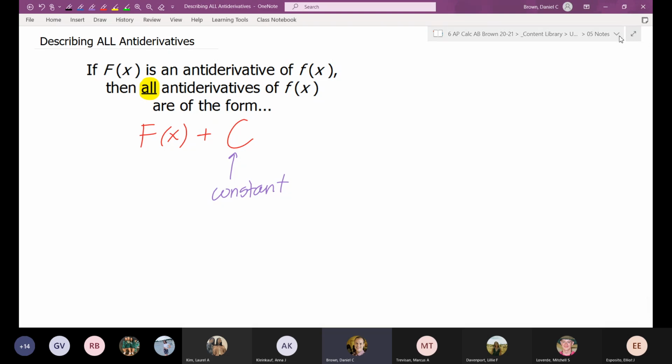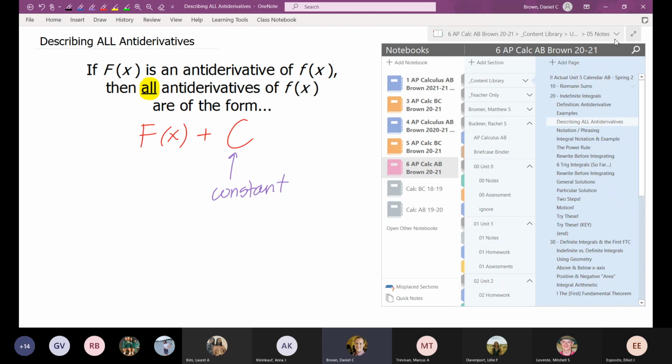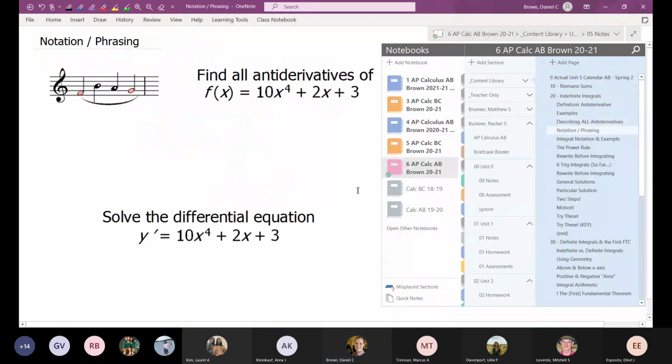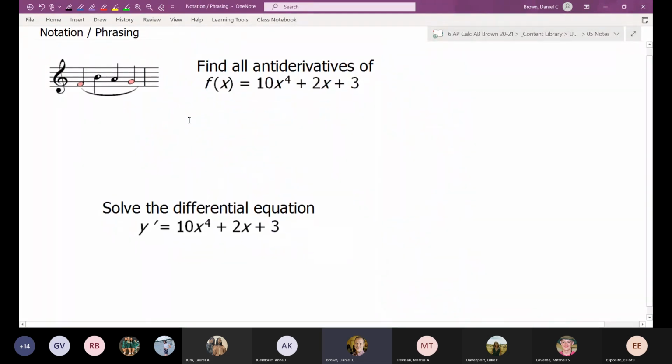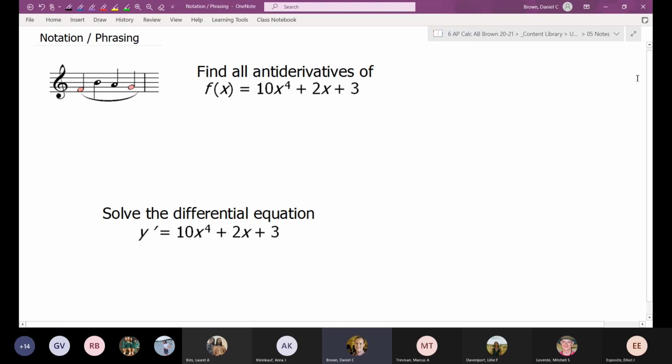So what are some ways I can ask you to find an antiderivative? There are three main ways we're going to focus on in this unit. The first way is for me to just say plainly, what's the antiderivative? Like this first question: find all antiderivatives of f of x is equal to 10x to the 4th plus 2x plus 3.